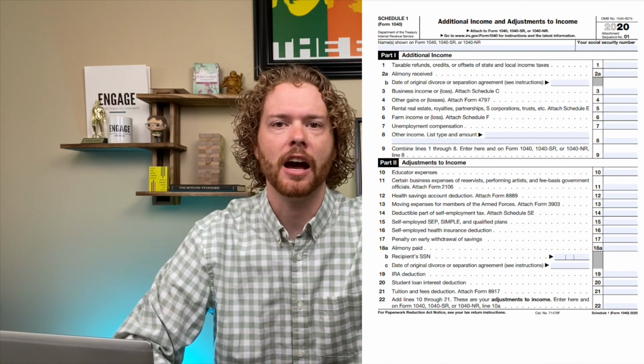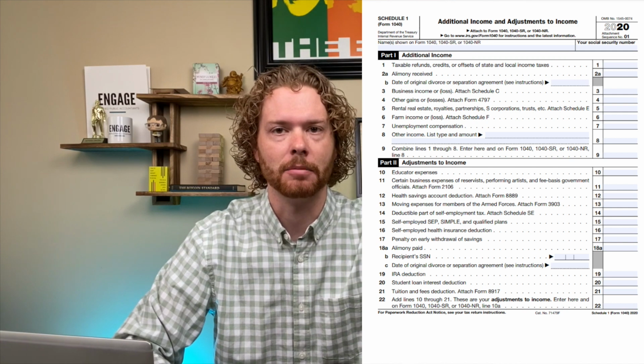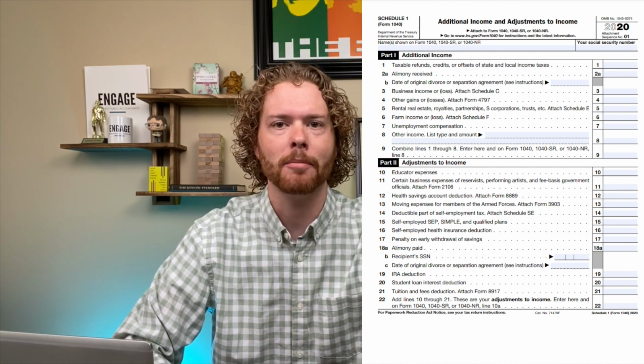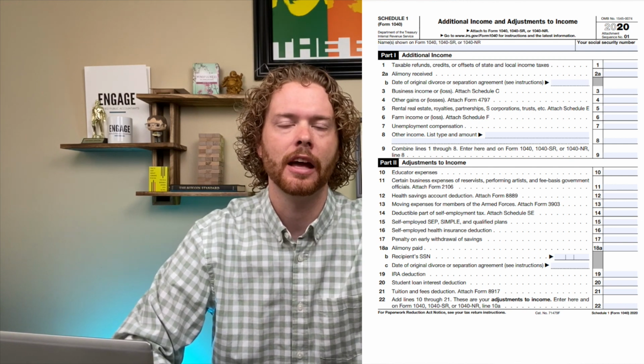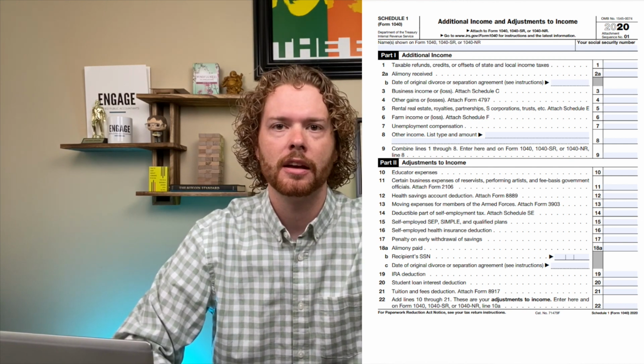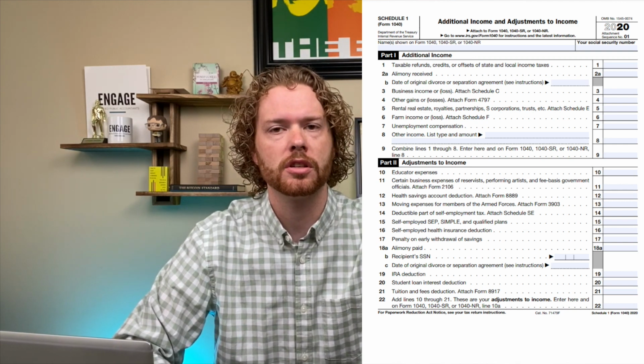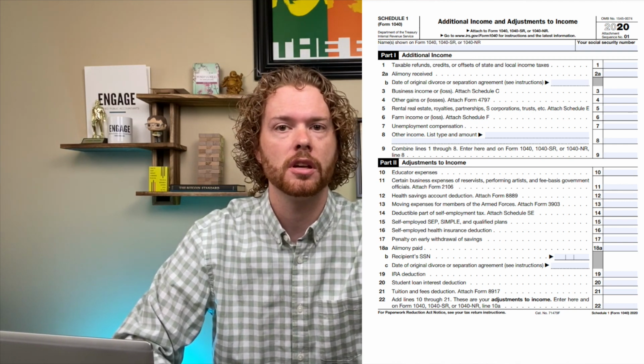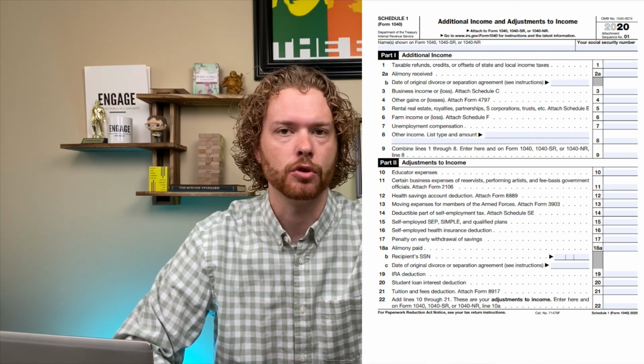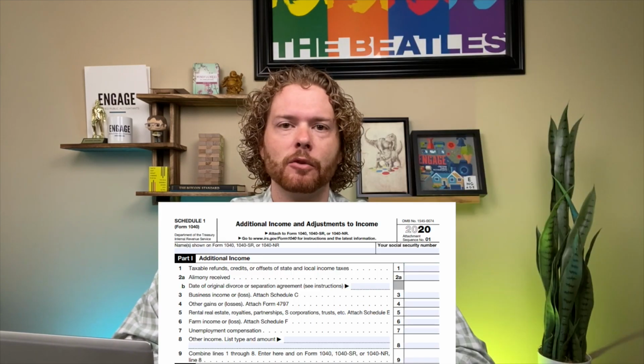This is where you'll tell the IRS about any other income that isn't W-2 wages, interest, dividends, capital gains, Social Security, and retirement distributions. And it's also where you'll start to reduce your taxable income by things like student loan interest, self-employed health insurance, IRA and SEP contributions. So let's run down the form.